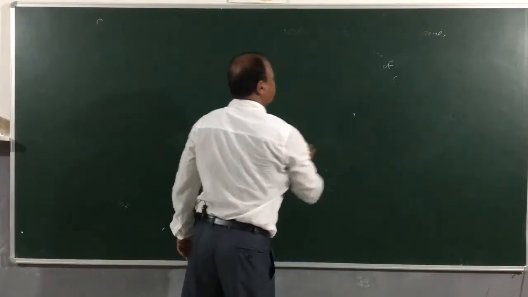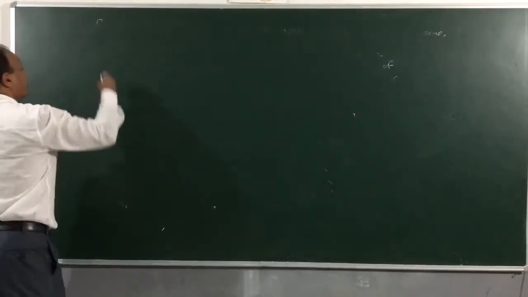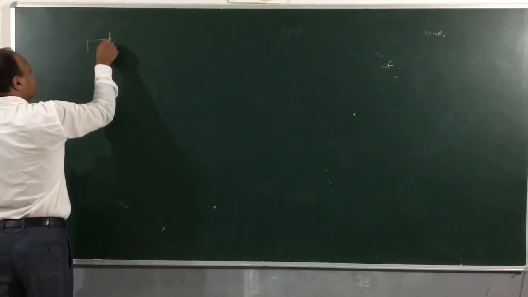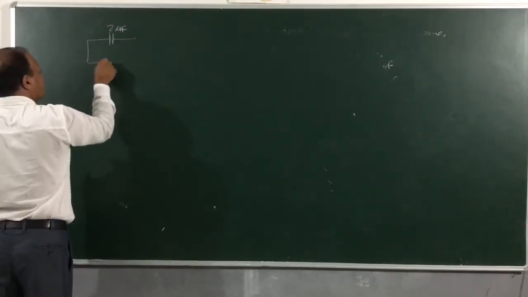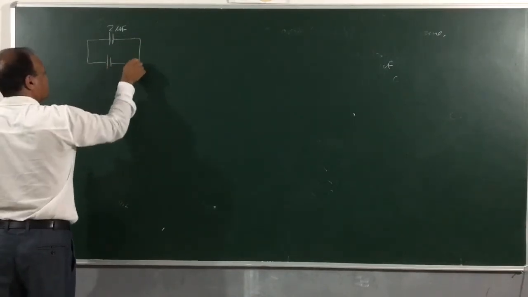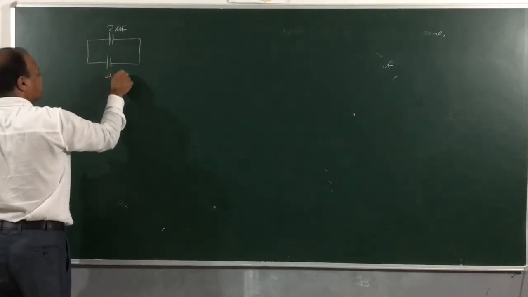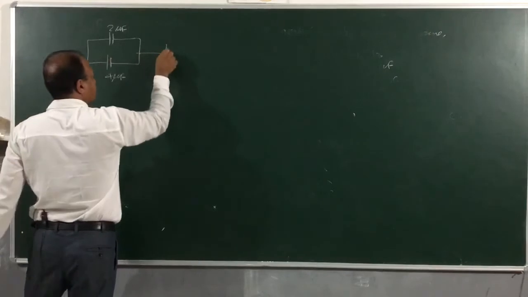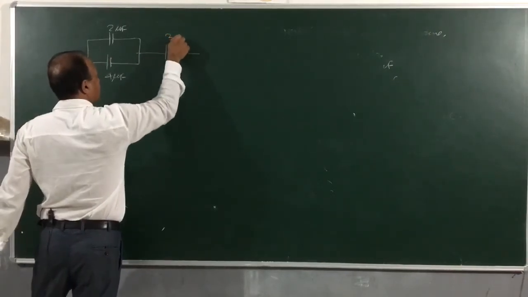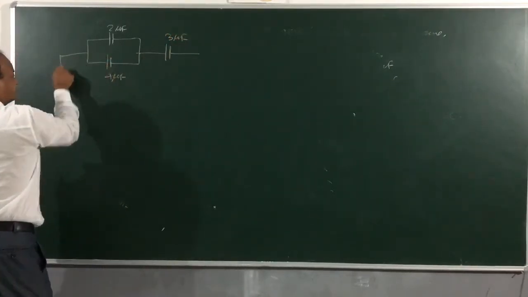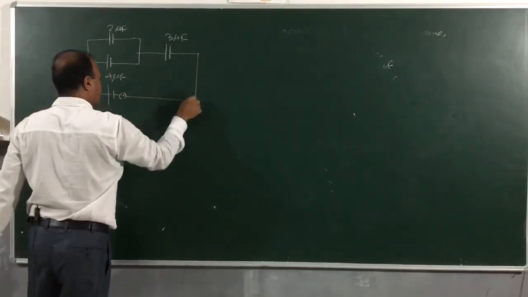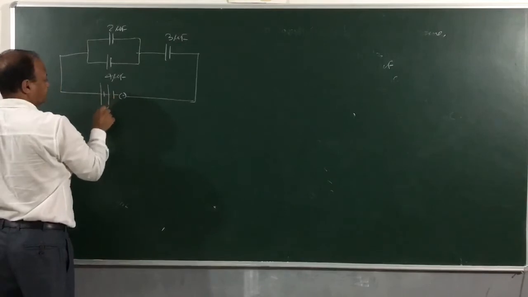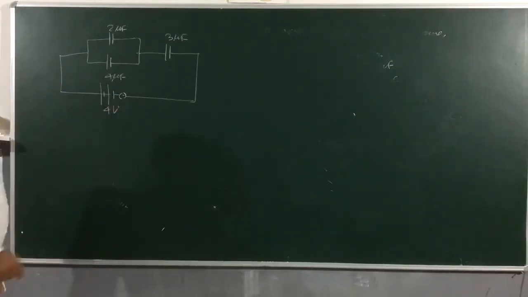We have been given a network of capacitors. This is 2 microfarad, this is 4 microfarad capacitor, and this is 3 microfarad, and here I am giving you a 4 volts battery. Clear?